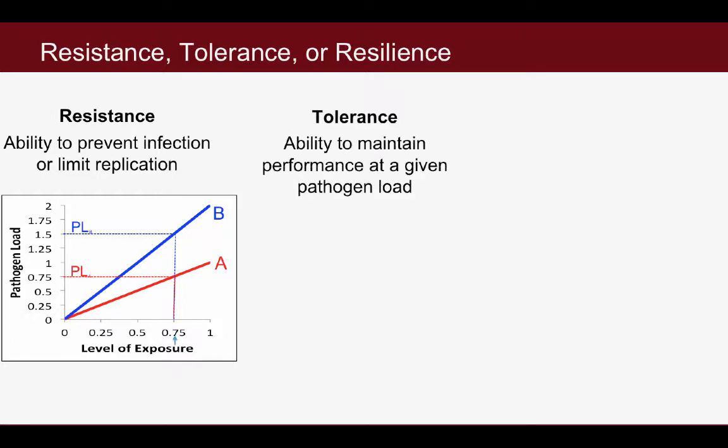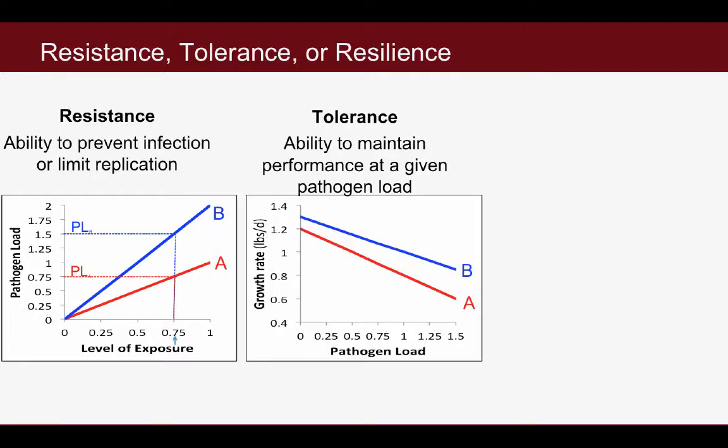Tolerance is defined as the ability of the animal to maintain productive performance at a given pathogen load. This is represented by the slope of the regression of performance on pathogen load. In this example, animal B is more tolerant than animal A because its growth rate does not decline as fast as pathogen burden increases compared to animal A.